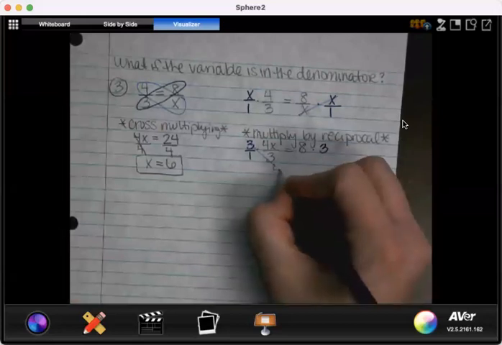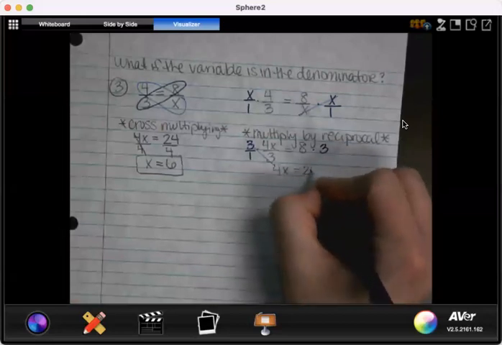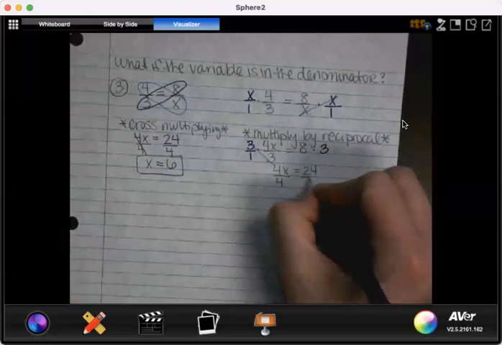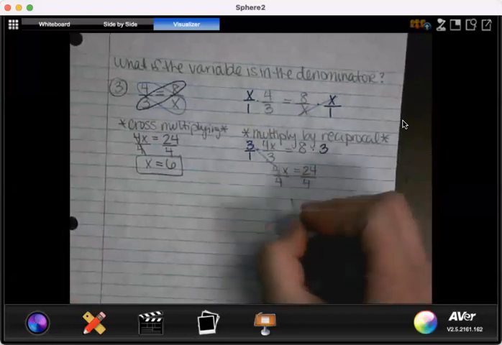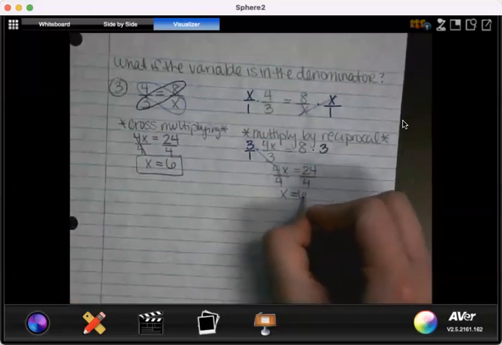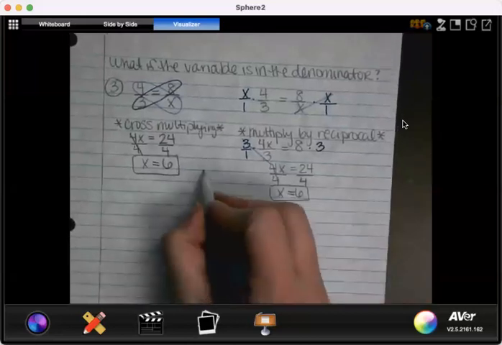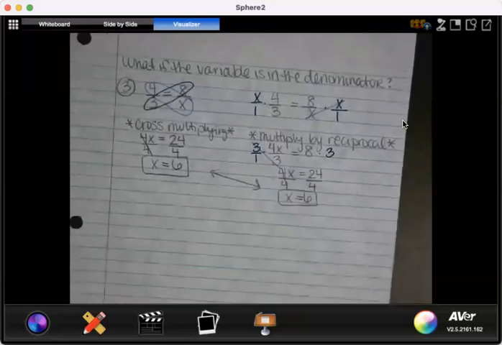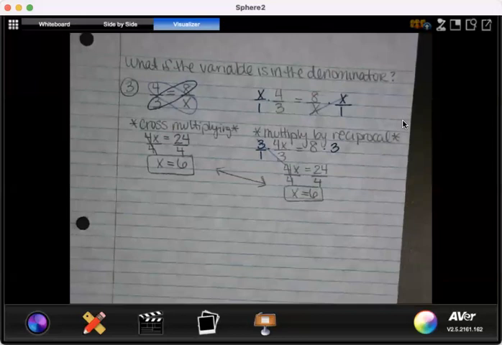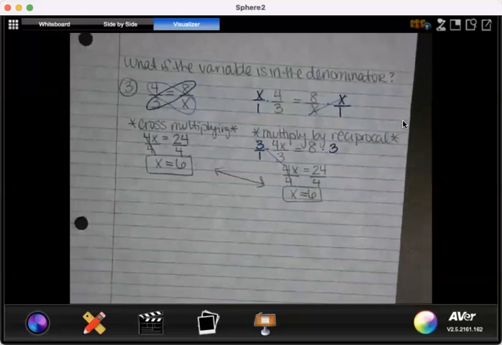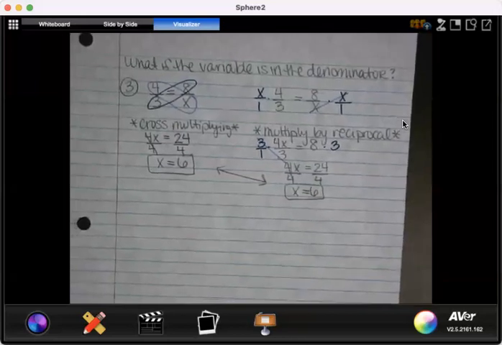Which then gets me 4x equals 24, and then finally dividing by 4. So as you can see, the process of cross multiplying helps to make that process a little bit quicker and easier. But again, either method is acceptable.